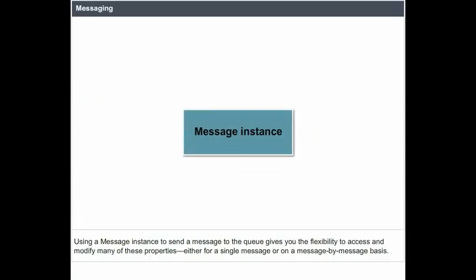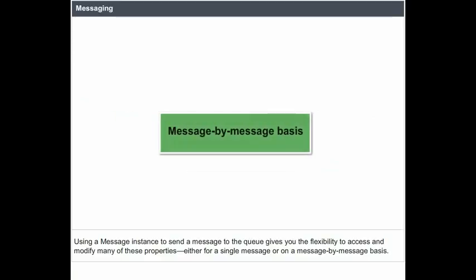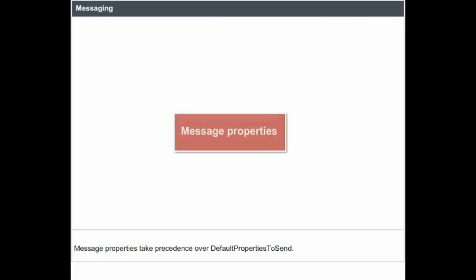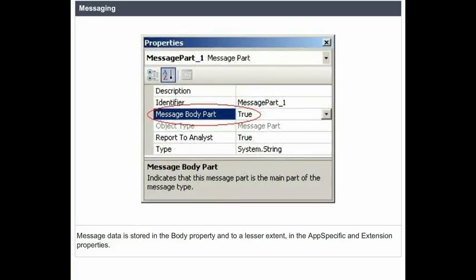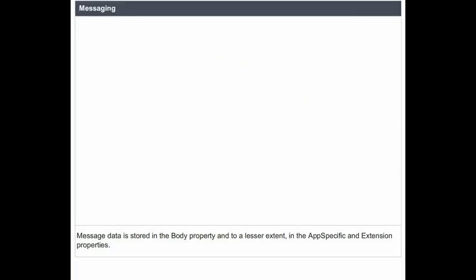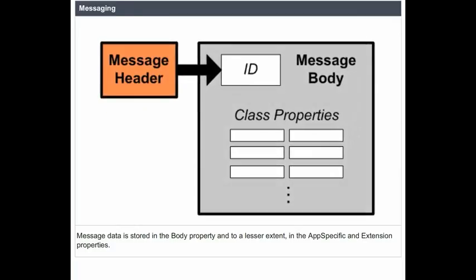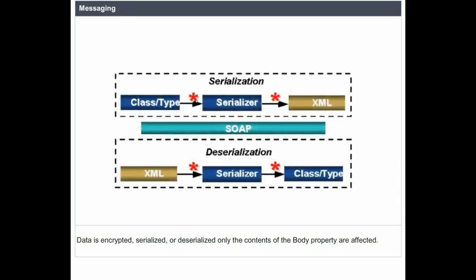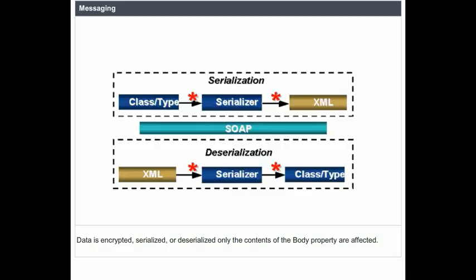Using a Message instance to send a message to the queue gives you the flexibility to access and modify many of these properties, either for a single message or on a message-by-message basis. Message properties take precedence over DefaultPropertiesToSend. Message data is stored in the Body property and, to a lesser extent, in the AppSpecific and Extension properties. Data is encrypted, serialized, and deserialized.